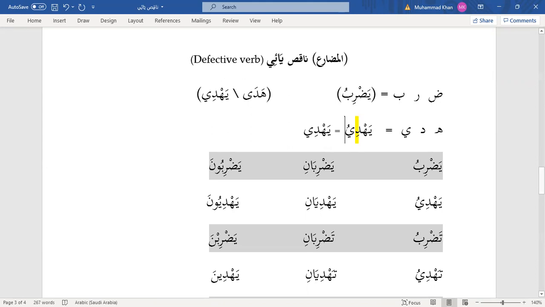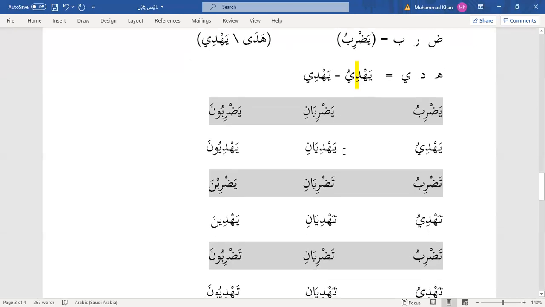So the first thing is, we always look at the real construction. And then here we have seen that when ya has dhamma and there is kasra before it, then ya becomes sakin, then it becomes yahdi. So the first change we will implement over here. So it becomes yahdi, with sakin.